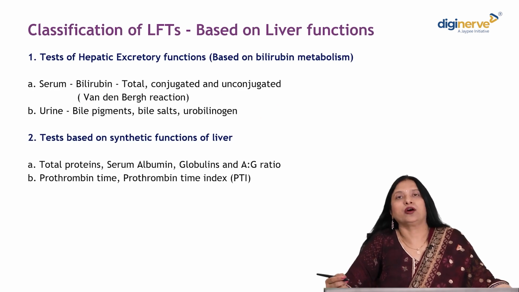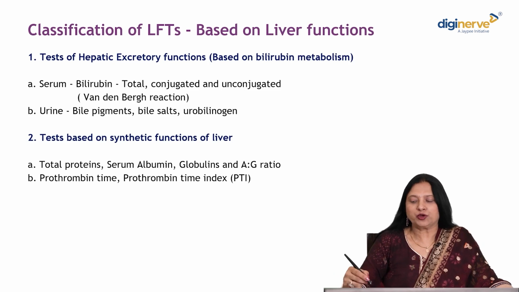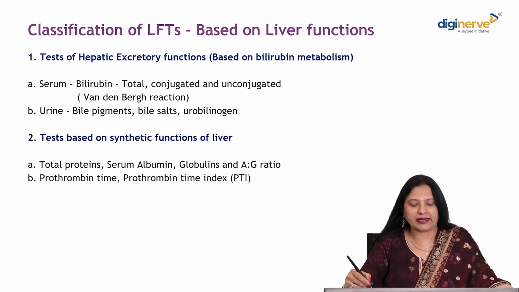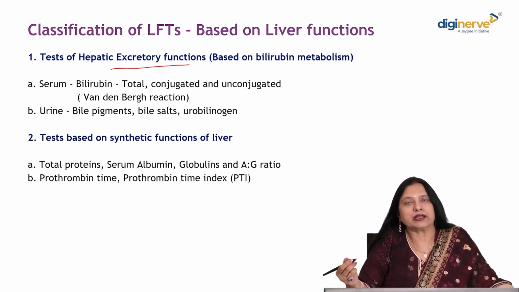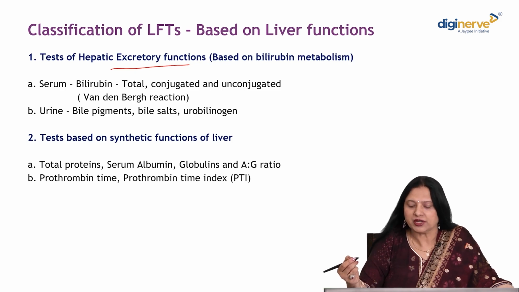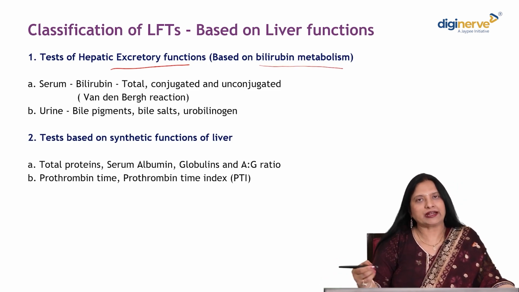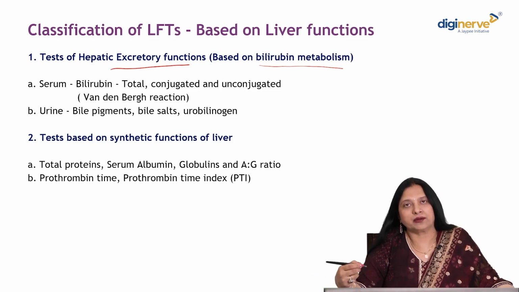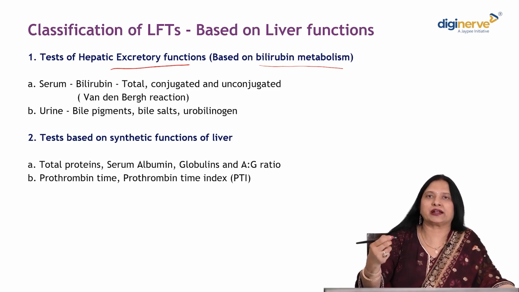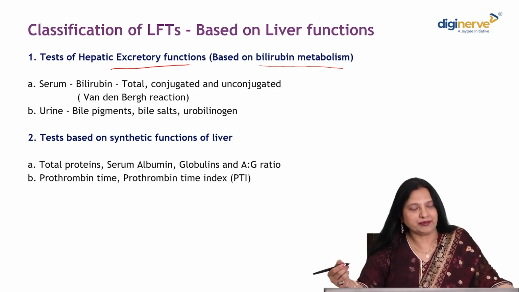So another way of classifying these liver function tests is based on the various functions performed by the liver. Based on this, group 1 tests would be tests of hepatic excretory function. As we have already understood, the liver is involved in excretion of bilirubin, so this group of tests is based on bilirubin metabolism. Now let us discuss these first in detail. What are the various tests based on bilirubin metabolism that are going to be performed in any lab? They can be done on serum as well as urine.